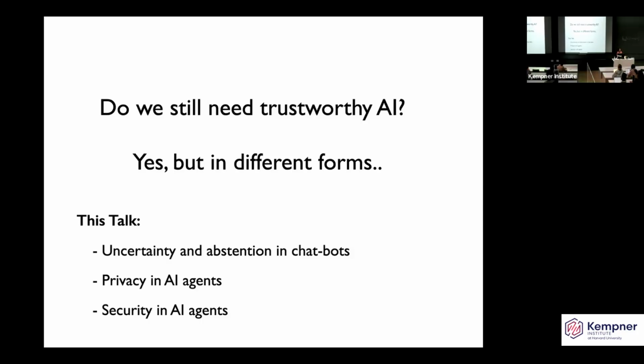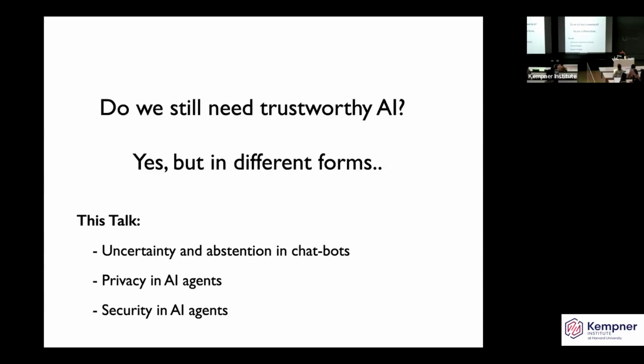And what I will do today is I will give 3 examples. Obviously these are biased examples because these are things that I have done, but I'm sure if you look around the field these days, you can see examples of other things. So I'm going to talk about 3 separate things: uncertainty and abstention in chatbots, privacy in AI agents, and security in AI agents. Okay? So that is what this talk is going to be about.